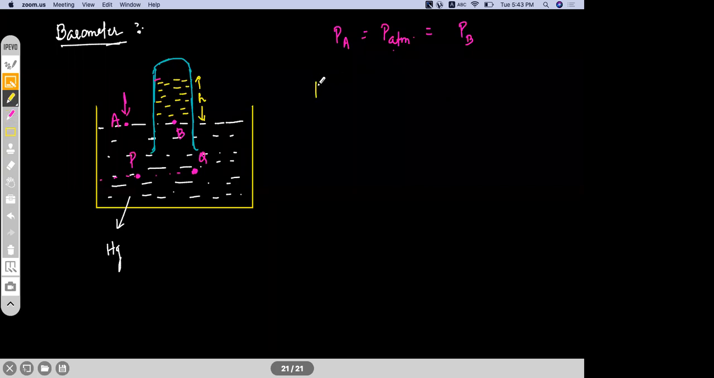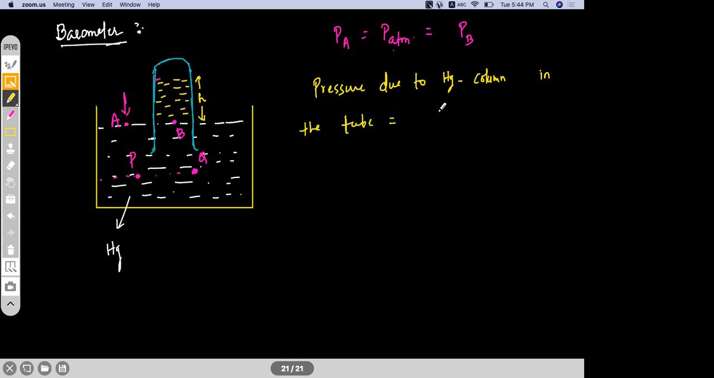So can I write this? The pressure due to the Hg column in the tube equals the pressure at B, which is nothing but the atmospheric pressure. Okay.